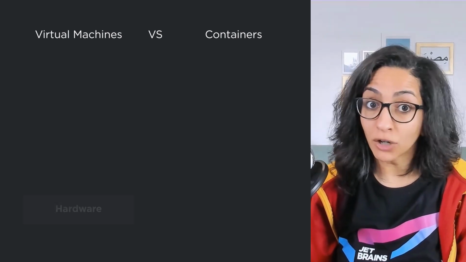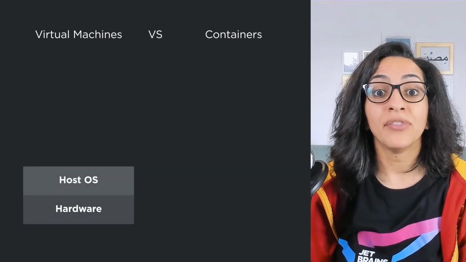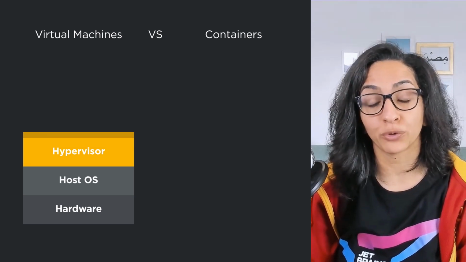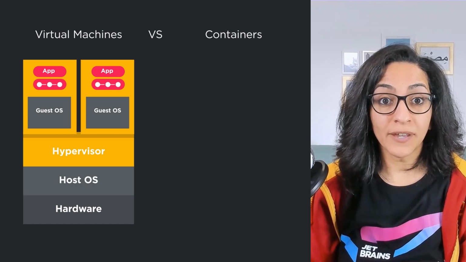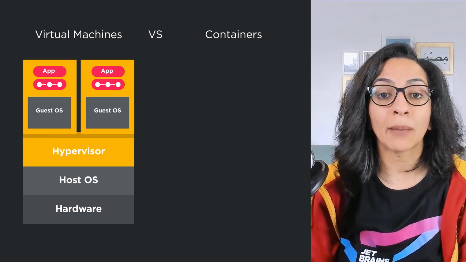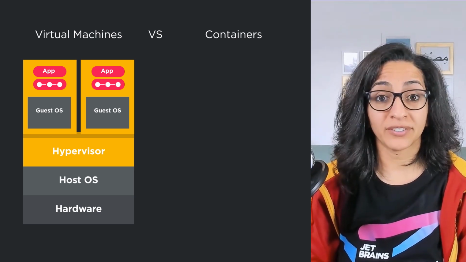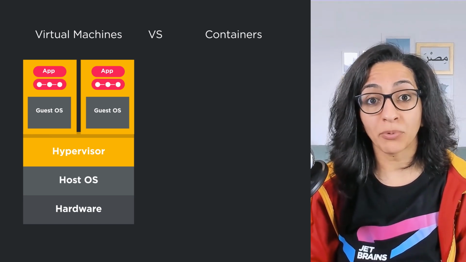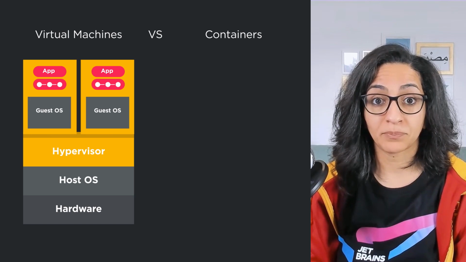We'd have our hardware, which will be running a host operating system. Then we'll have a hypervisor, which creates and runs our virtual machines. When VMs are created, each VM includes its own guest operating system which the application runs on. Unfortunately, having a guest operating system is not cheap resource-wise. With each guest operating system, lots of memory and CPU are taken up.